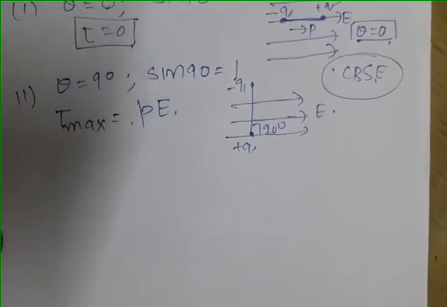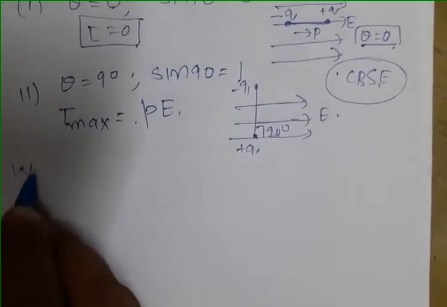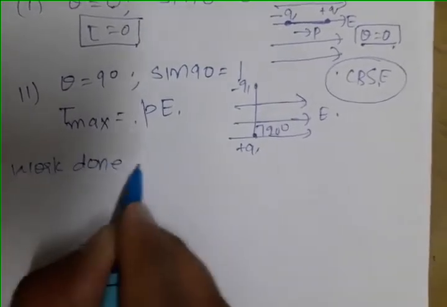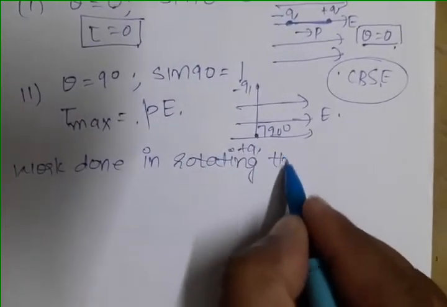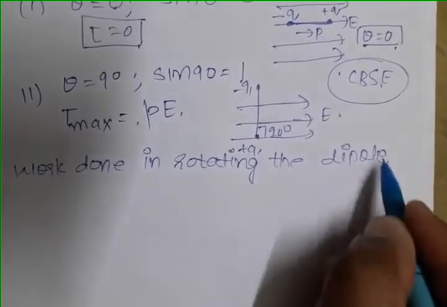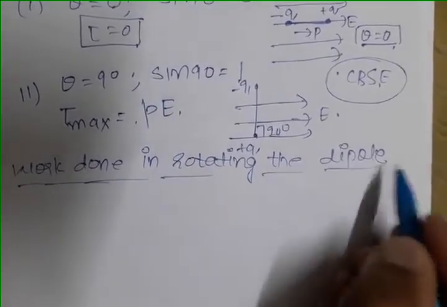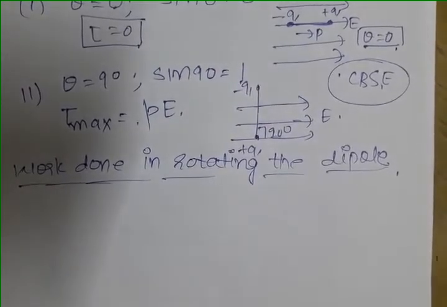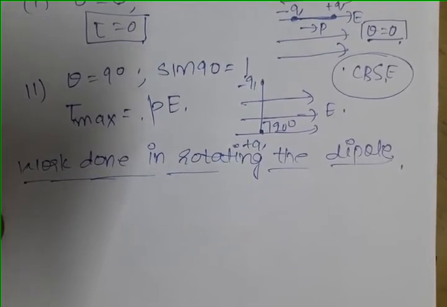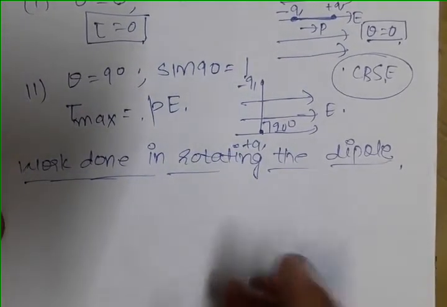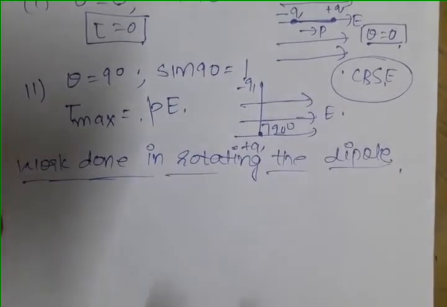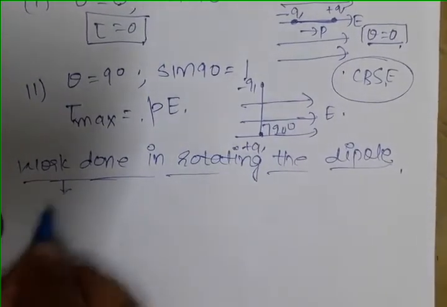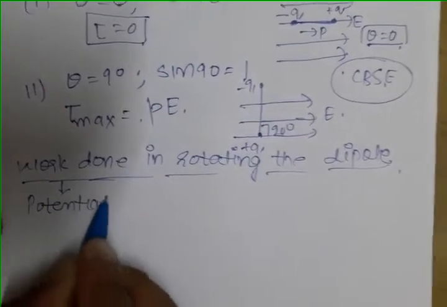The last article is that I want to find the work done in rotating the dipole. When you place the dipole, the torque will act. When the torque acts, pE sine theta, it tries to align in the direction of the applied electric field. So if I want to disturb it, I will do some work. When it is in equilibrium, net force will be 0, net torque will be 0. To rotate that dipole, I will do some work. That work is then stored in the form of potential energy, a 1 mark question.